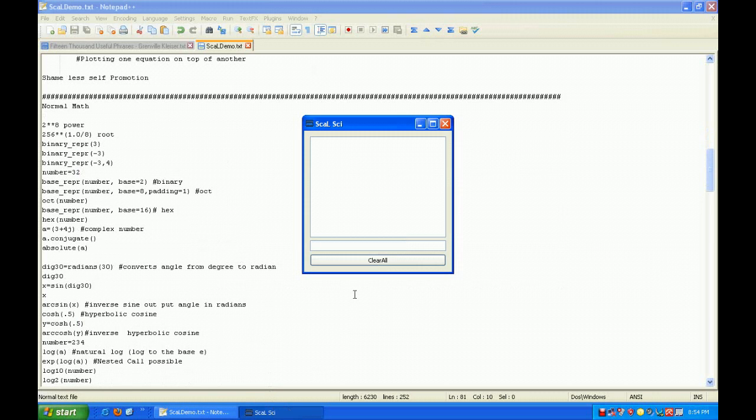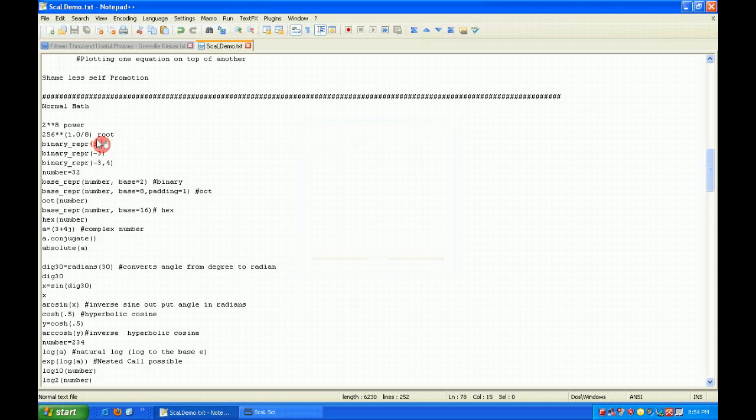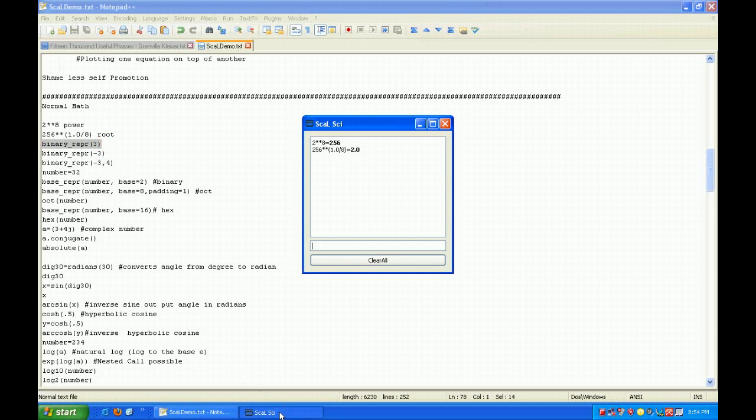like 2 to the power 8. Eighth root of 256, that's essentially 2. Binary number conversion, that is binary representation.